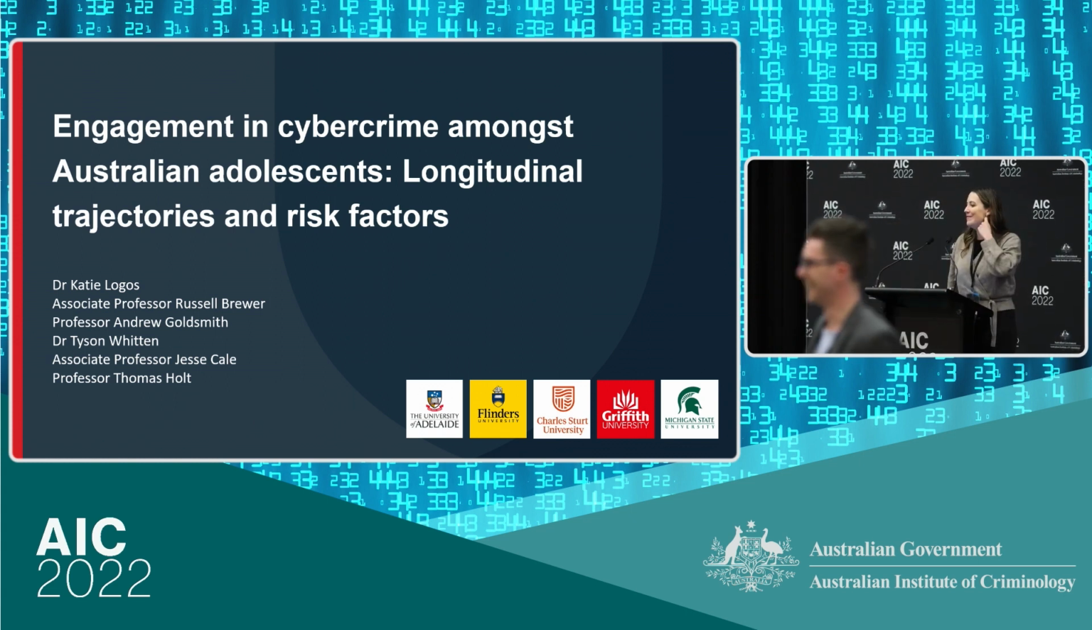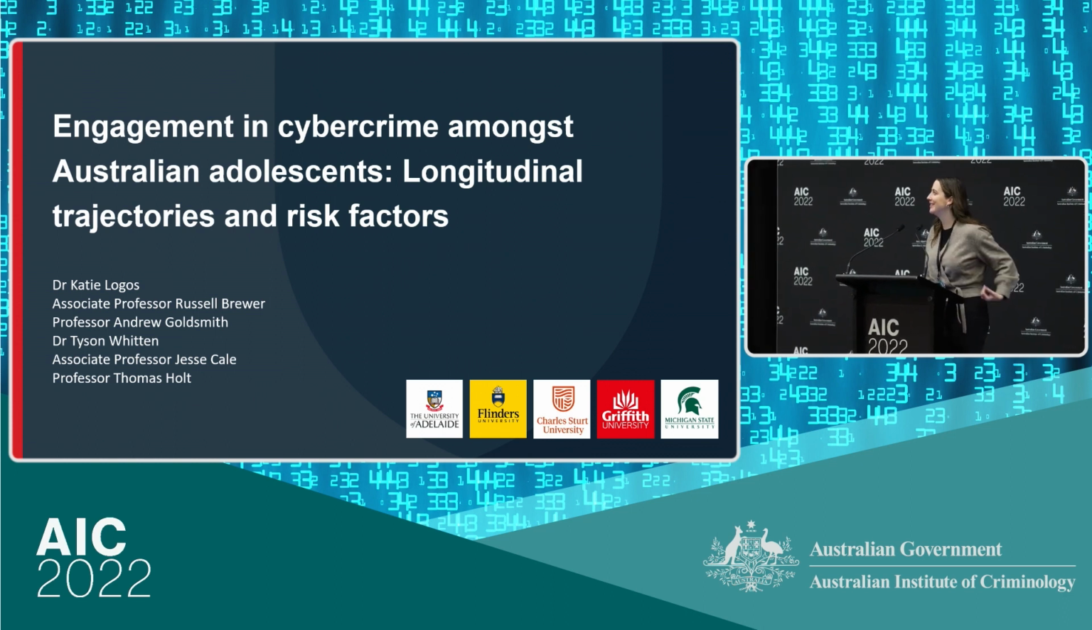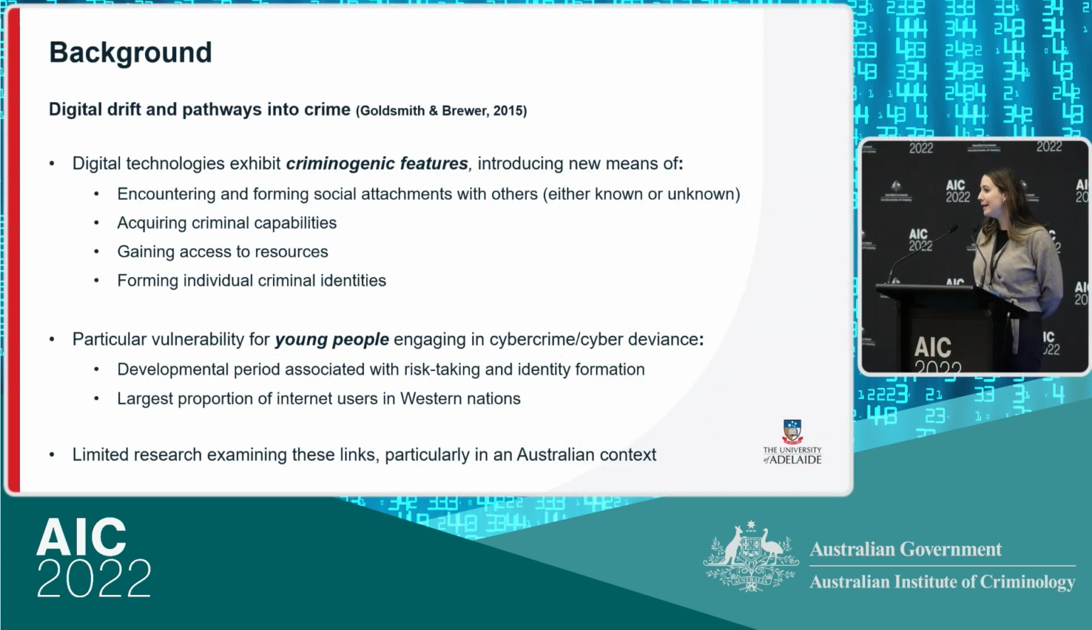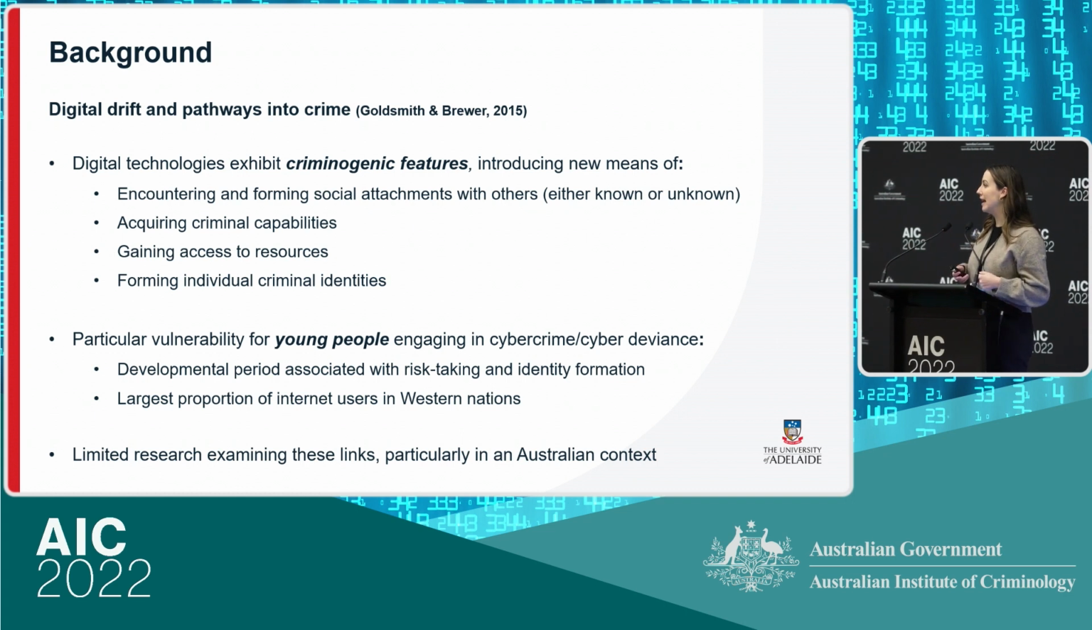All right, so I've been working as a postdoc on this project for the last couple of years with colleagues listed here, as Russell introduced the ARC project. So starting off with a bit of background on how it all came about. In 2015, Goldsmith and Brewer proposed the novel criminological theory, digital drift theory, which was building on Matza's traditional drift theory. And they proposed that certain criminogenic features of the internet make it quite easy for young people to drift in and out of engaging in crime online.